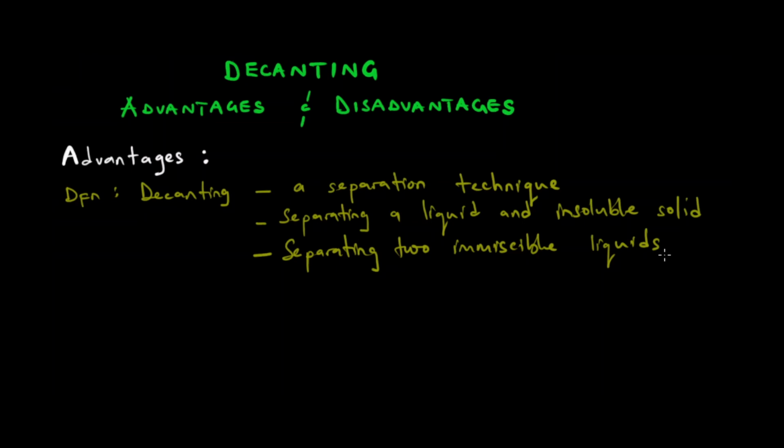What is the physical property we are going to exploit? The different densities of the two liquids. So in our first case, where we are separating a liquid and an insoluble solid, the physical property we are going to be using is the insolubility of the solid, that is, the inability of the solid to dissolve in the liquid. Therefore, we don't have a solution, we have a mixture. But when we look at our second case, where we are separating two immiscible liquids, the physical property we are most concerned with are the different densities of the liquids.